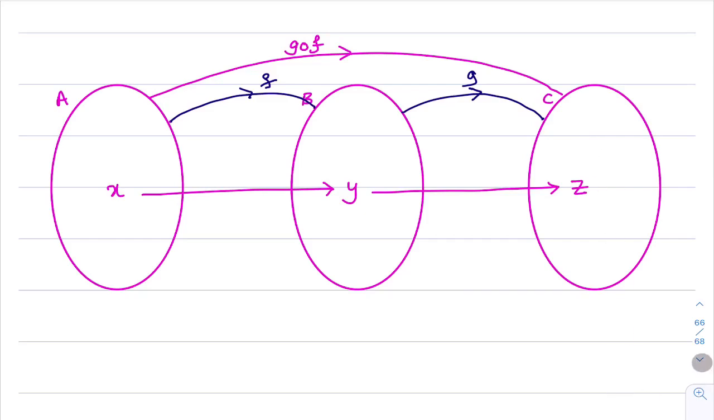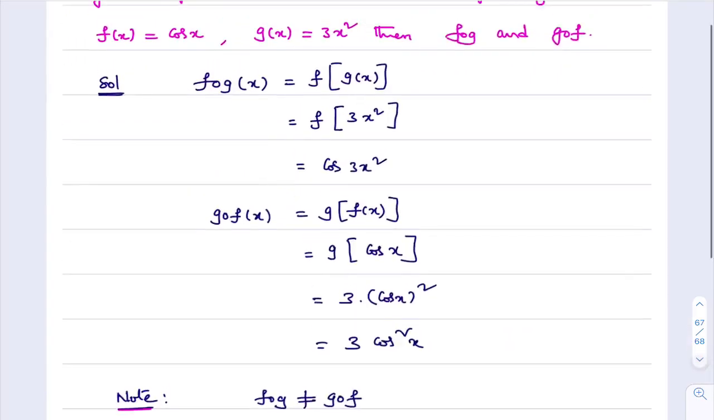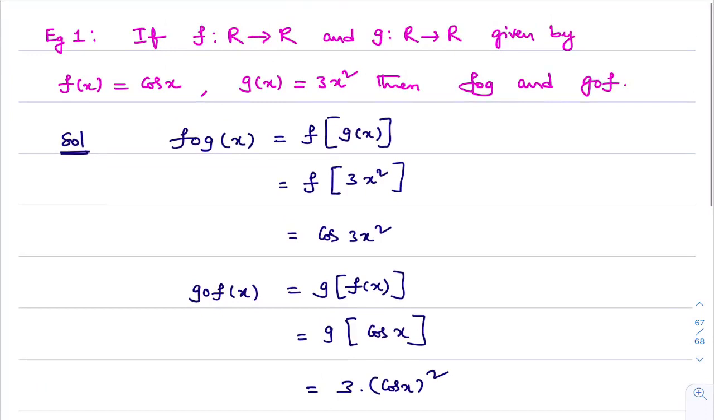Now we will try to do a few problems related to G circle F and F circle G. Observe this question. F is a function from R to R, G is a function from R to R, given by F of X equal to cos X, G of X equal to 3X square. They are asking you to find F circle G and G circle F. You need to calculate. So first, F circle G of X. What is F circle G of X?